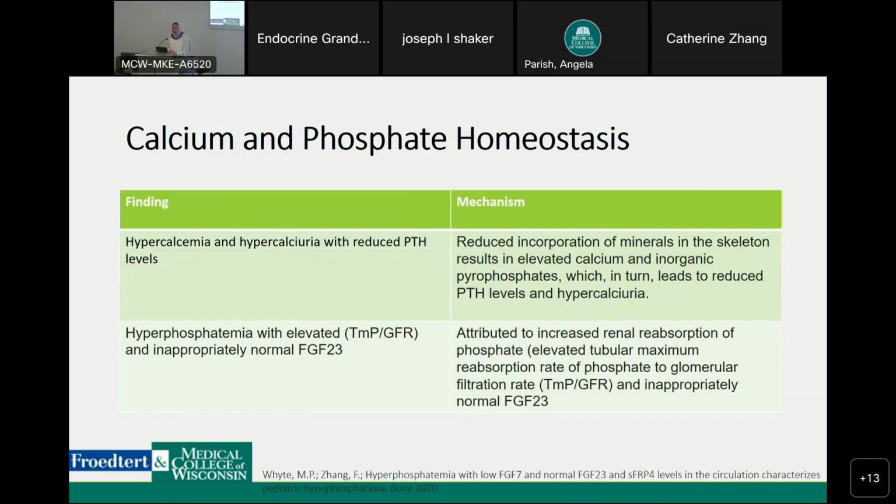There is also hyperphosphatemia with elevated TmP/GFR and inappropriately normal FGF23. It was also proposed that alkaline phosphatase plays a role in reabsorption of phosphate from the kidneys. So there is increased renal reabsorption of phosphate, resulting in an increased TmP/GFR ratio with inappropriately normal FGF23. That was reported by Michael White, and again, the exact mechanism is not understood.